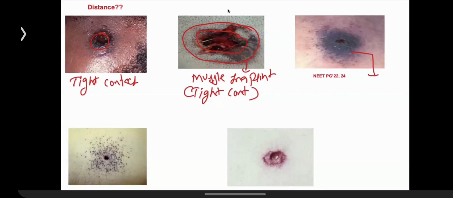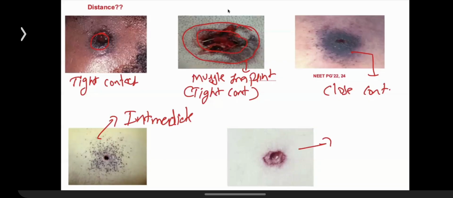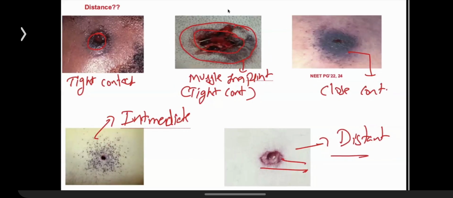In this one, you can see prominent blackening. This is close contact. Only tattooing, so this is intermediate. And this is distant range. Nothing is present. Only abrasion color you can see.